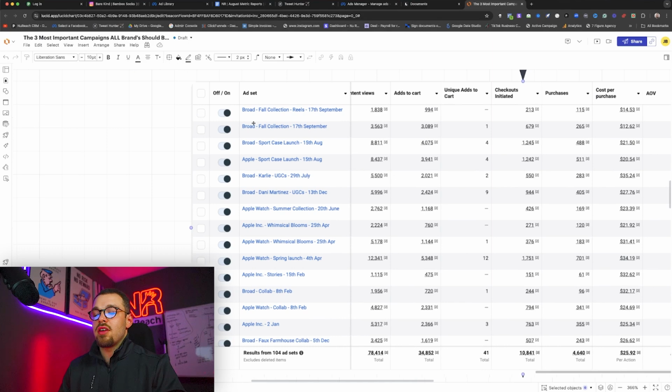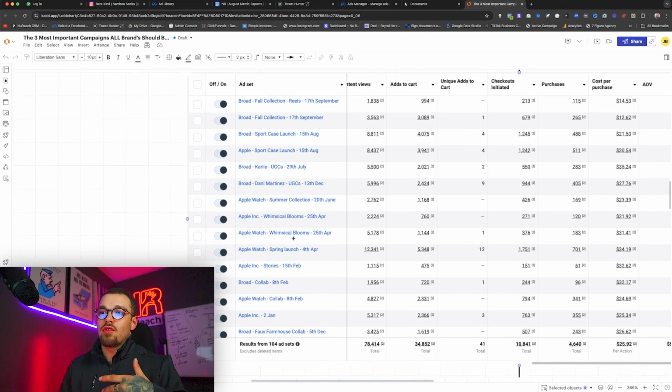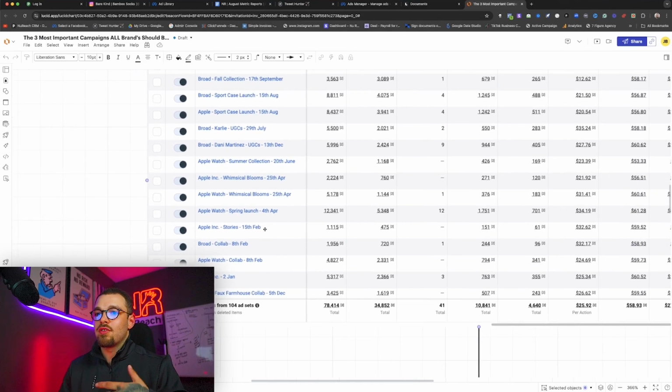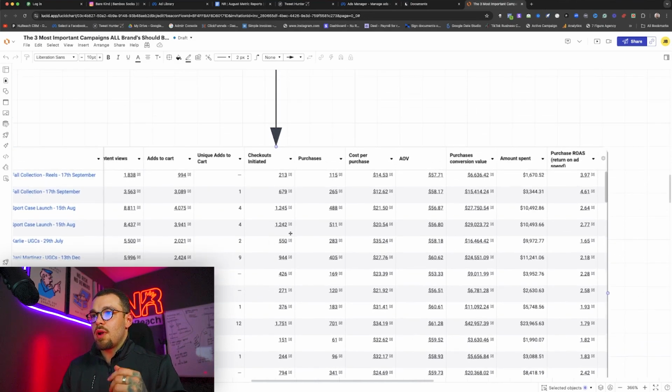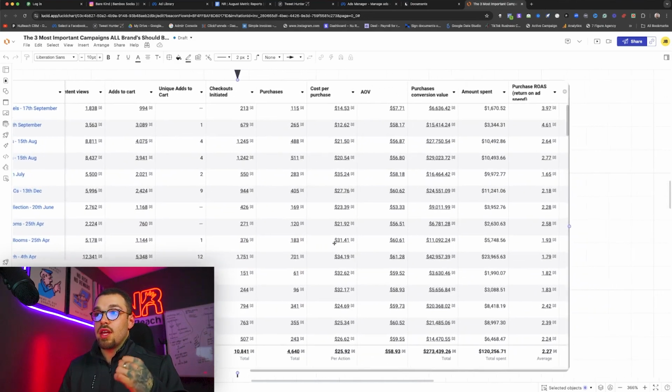They're going to be customized to the brand in a majority of different ways, right? So these are like broad with a specific UGC creator. We're advertising a sport case. We're advertising a fall collection. We're advertising an Apple Watch. We're advertising a ton of different things. And this is where we're allocating the individual budget depending on the individual performance.